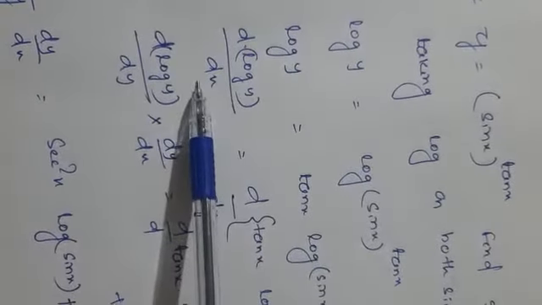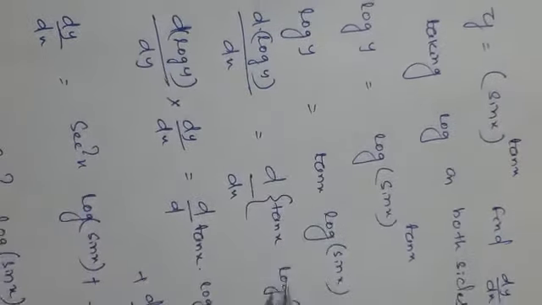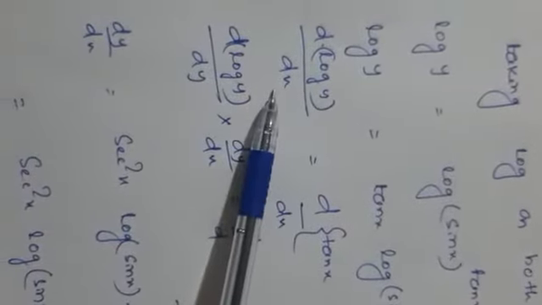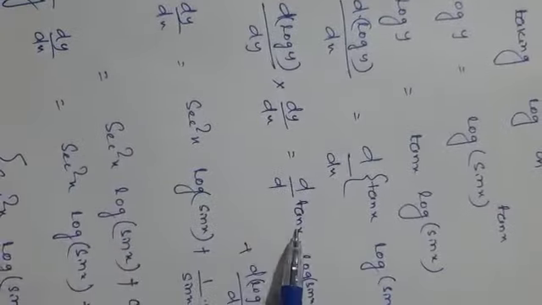Derivative of log y with respect to x, derivative of 10x into log of sin x. So the derivative of log y with respect to x, multiply and divide with dy, is the derivative of log y with respect to y, into dy by dx. Then 10x is u into v, so log y derivative is 1 by y into dy by dx, then derivative of u into v is derivative of u into v plus derivative of v into u.